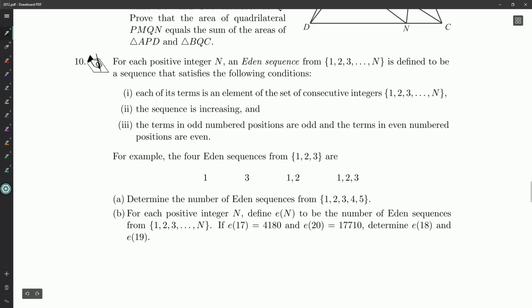But question 10 here. For each positive integer n, an Eden sequence from 1, 2, 3 all the way up to n is defined to be a sequence that satisfies the following conditions. Each of its terms is an element from 1, 2, 3, 4, 5 all the way up to n. The sequence is increasing. And finally, the terms in odd-numbered positions are odd. The terms in even-numbered positions are even.